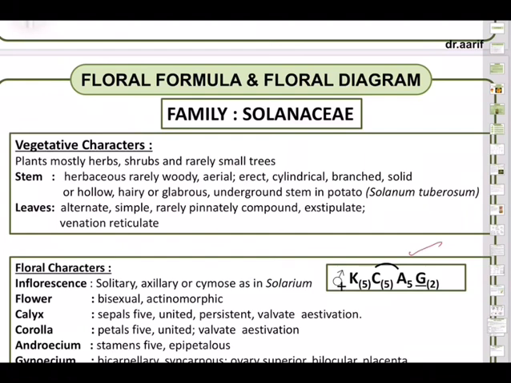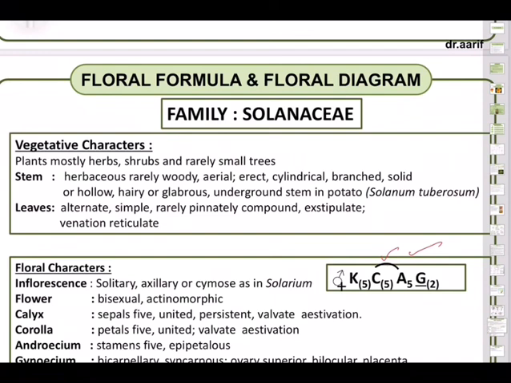Zygomorphic, bisexual, K5 all fused, C5 fused, A5 free, they are not fused. And look at this one. I want you to focus on this. C over A. That means there is a connection between the androecium and the corolla. The corolla and androecium are connected.